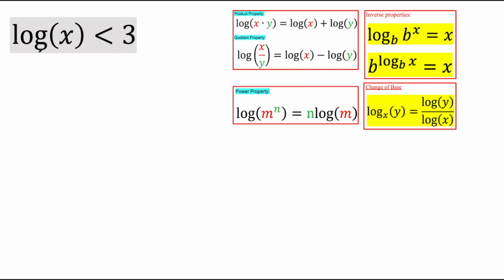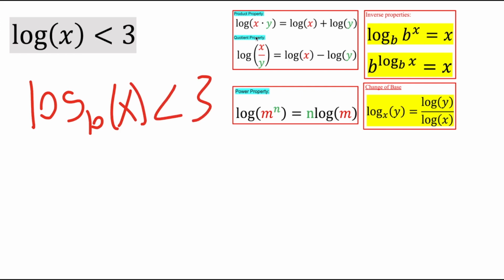Okay, our last problem. Now, it's important to remember common logarithms. Whenever there's no base, the base is 10. So let's rewrite this as log base 10 of x is less than 3. Same thing, we want to get rid of the log base 10. So we're going to apply that inverse property of logs. So we're going to put a 10 right here. We'll put a 10 right here. 10 raised to log base 10.